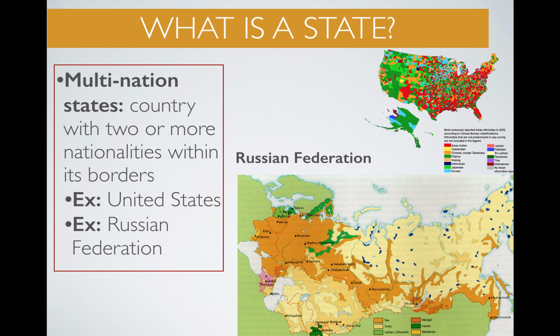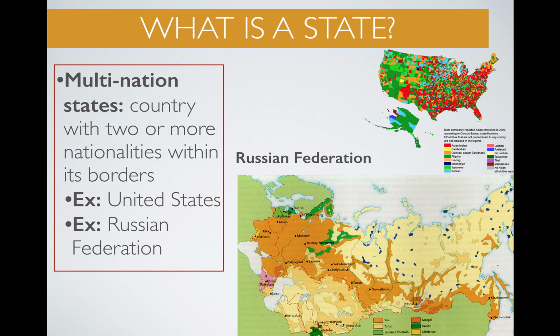We also have different political organizations, so different ways in which a state is organized, and it's affected by the groups of people who live in the state. So another example would be what's called a multi-nation state. Let's maintain those same definitions we've been working with. Multi, of course, multiple. Nations, different culture groups, and states. So we've got a state that has multiple nations within it. The simplistic definition: a country with two or more nationalities within its borders.